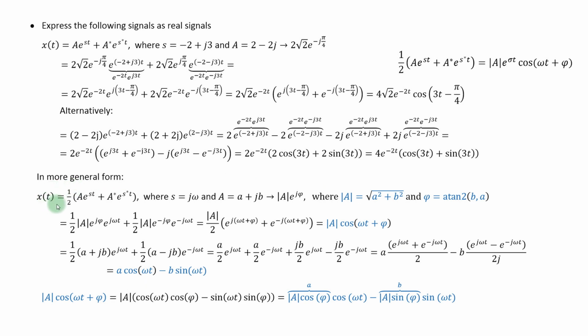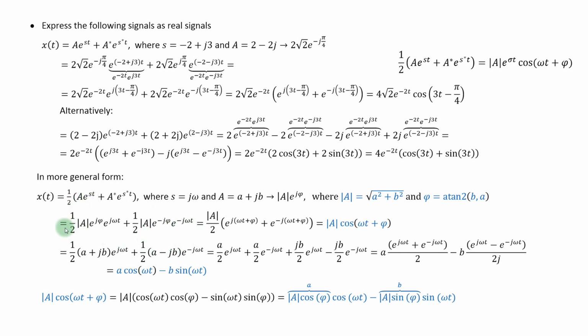Now this time my signal will be this sum of complex exponentials. Now the complex frequency will be j times omega, and my complex amplitude will be a plus jb, which I can also write in this polar form where the magnitude is given like this and the phase is given like this. Now, similarly to the previous problem, I can take this complex amplitude and this complex frequency and substitute them here, here, here, and here. When I do that, I will get this.